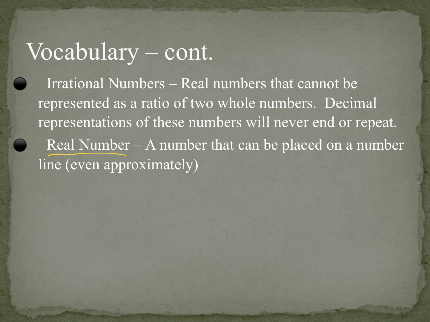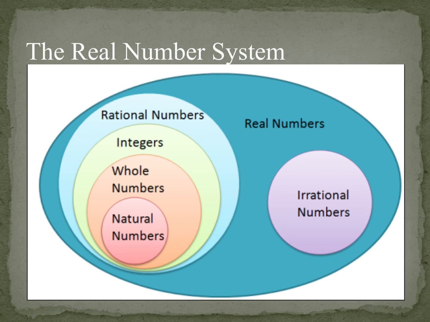Finally, we have real numbers. Real numbers are numbers that can be placed on a number line, even approximately. These irrational numbers can go on a number line; we just put them about where they go. So, again, this is the real number system. You know that there is some space out here, so there is something that's not real numbers. If you have a question about it, you can ask, but you don't have to know it this year.